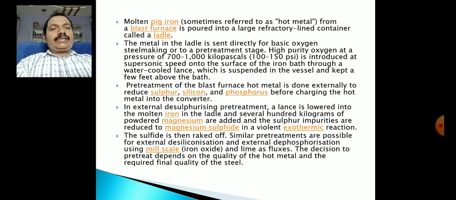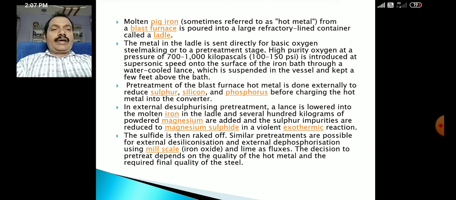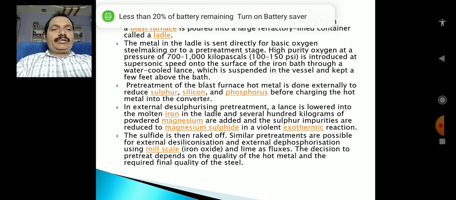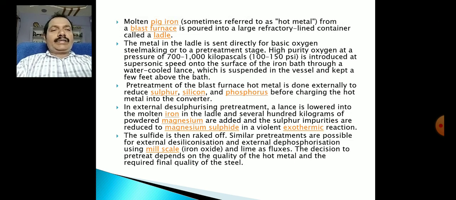High purity oxygen at a pressure of 700 to 1000 kilopascals, that means 100 to 150 psi, is introduced at supersonic speed onto the surface of the iron bath through a water cooled lance which is suspended in the vessel and kept a few feet above the bath.